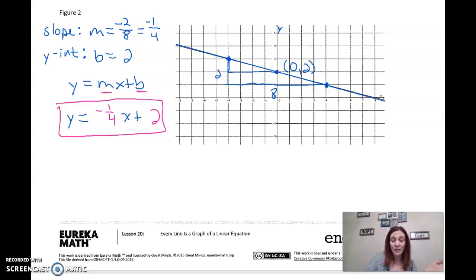Anytime you write an equation for a line, you need two things. You need a slope and you need a y-intercept. If you have those two things, you can write this in slope-intercept form. What we're going to learn next is how to take this and put it in standard form.